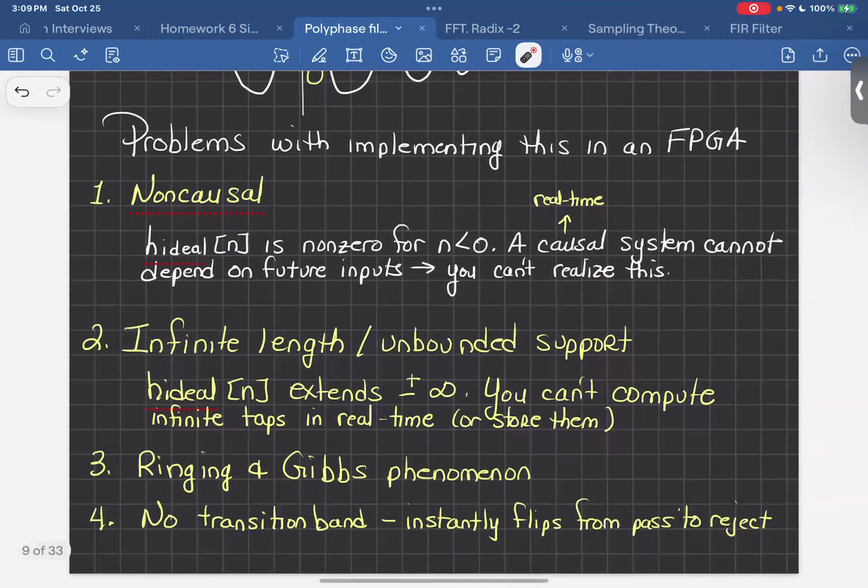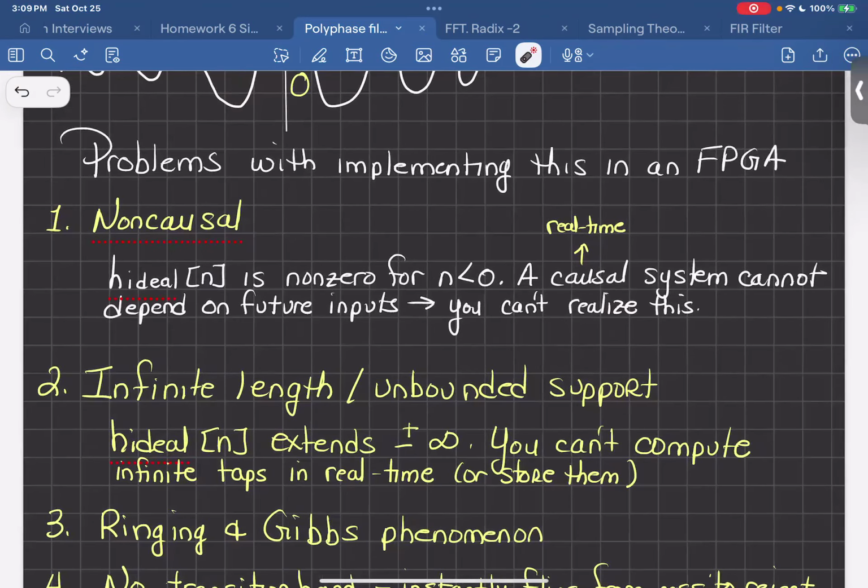Okay. But let's look at some problems. You know, with perfection comes problems. There are problems implementing this kind of thing on an FPGA. There are problems building this thing, even if you didn't have an FPGA.